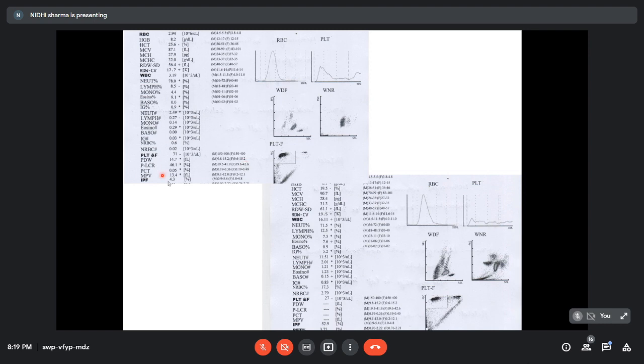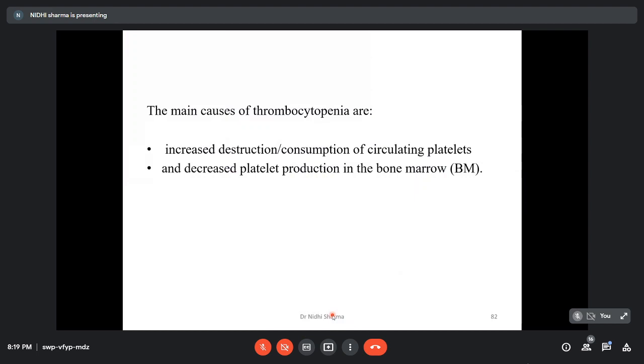Thrombocytopenia with a normal IPF and thrombocytopenia with a much raised IPF. IPF is something that tells you what is happening in the marrow. Clearly, thrombocytopenia is broadly divided into two kinds of causes. One is when there is increased destruction in the periphery, but the marrow is doing a good job and there is no problem there. And the second is when the marrow fails to keep pace with the peripheral destruction or the peripheral counts, and there is decreased platelet production in the marrow.